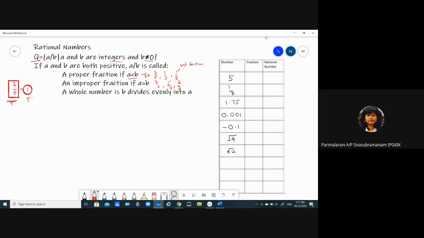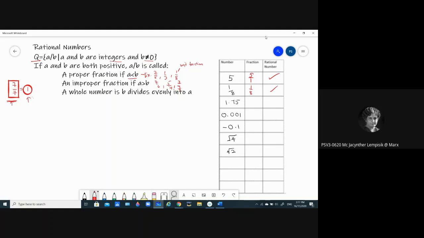This number 5, can we write 5 as a fraction? Yes. How would we write it as a fraction? As 5 over 1. Yes, good. 5 over 1 is a fraction, so is this a rational number? Yes. It's 1 over 8. This is already in fraction form. Is this a rational number? Yes.